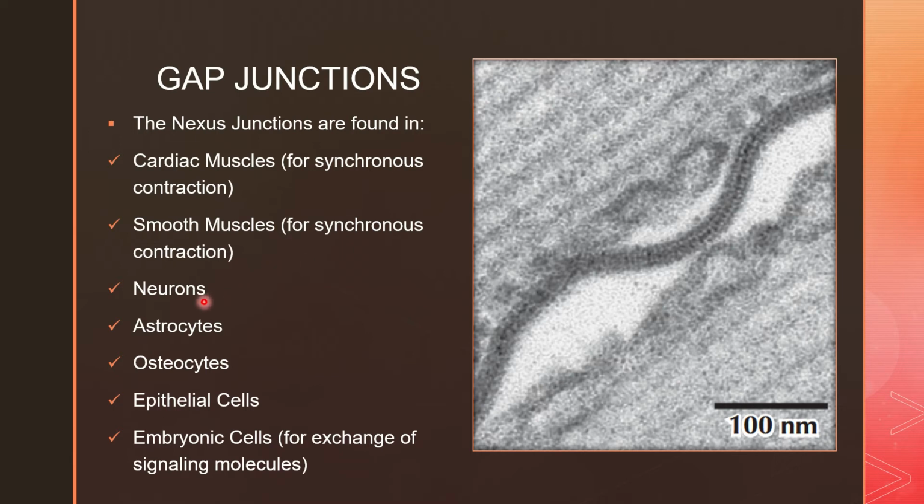Gap junctions are also present in neurons, in astrocytes, in bone cells or osteocytes, in the epithelial cells, and in the embryonic cells. They are most important in the embryonic cells because in the embryo we need a tremendous amount of signaling for the developmental processes. That's why the gap junctions are present in embryonic cells.